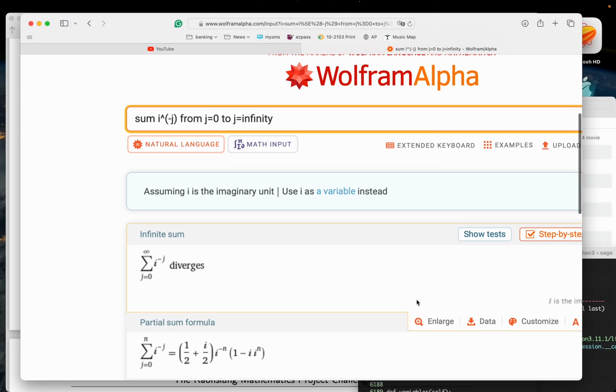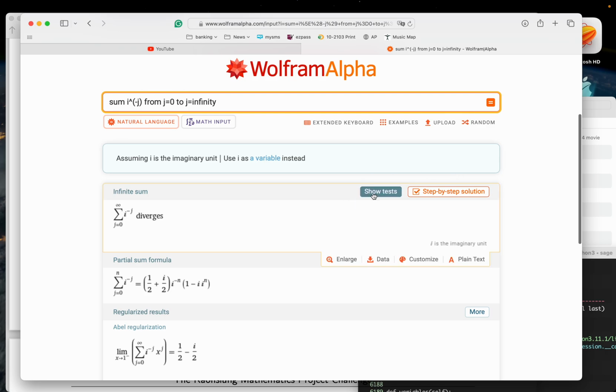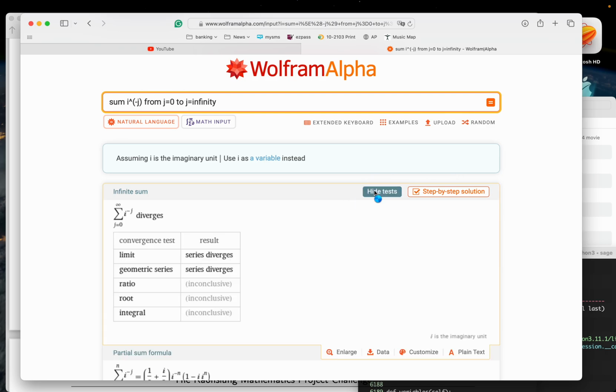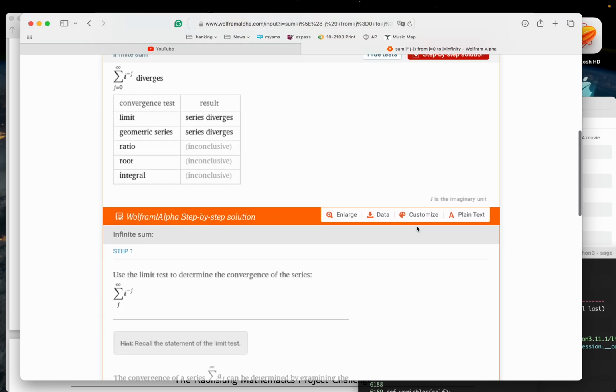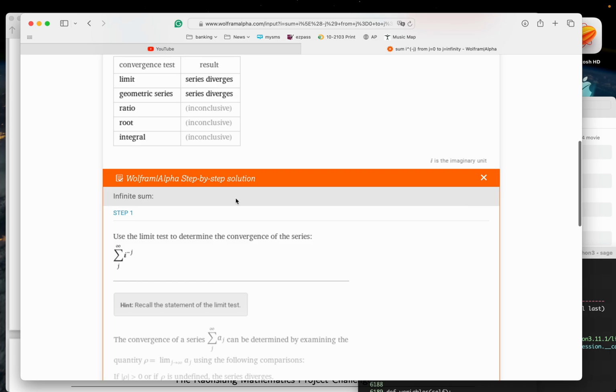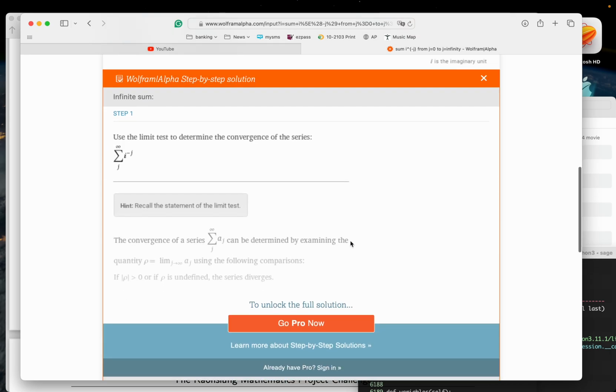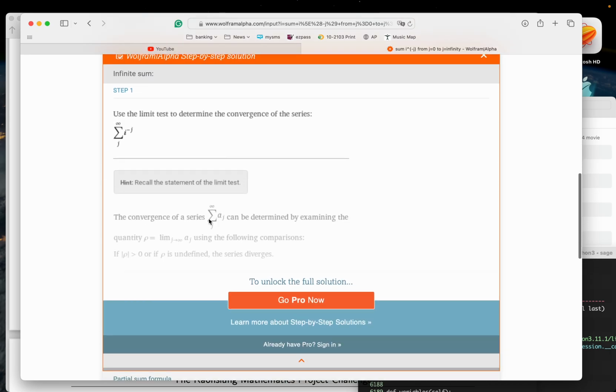Now, I want to claim that I do like Wolfram Alpha. It's a great product. I do want to say, though, if you do show steps, let's see what happens. It shows some steps over here. That's nice to know. Step-by-step solutions, let's see what happens over there. Wow, we're getting something over here. Wolfram Alpha step-by-step solutions. They kind of started off, but it goes away pretty quick, doesn't it? And it says to unlock the full potential, go pro now.